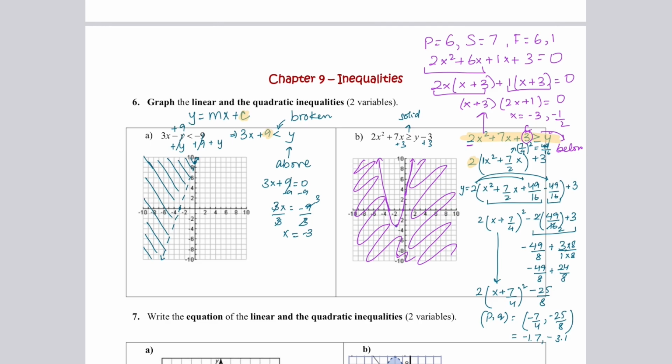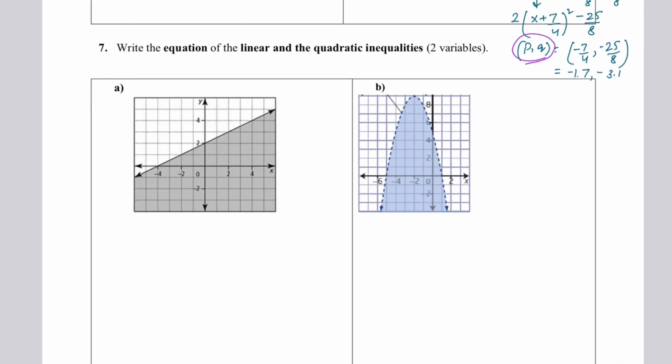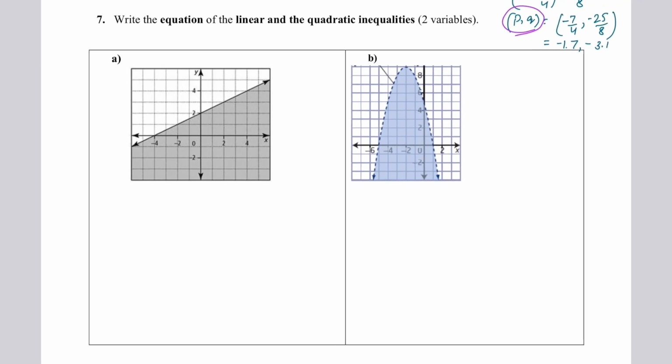Shading quadratics does involve a lot of steps if it's from standard form. If it's with vertex form, you can figure out your p and q. You can figure out your x-intercept, y-intercept, and solve and just graph it, right? Awesome. Now, you need to figure out the equation when the graph is given to you. So pause the video, try it.